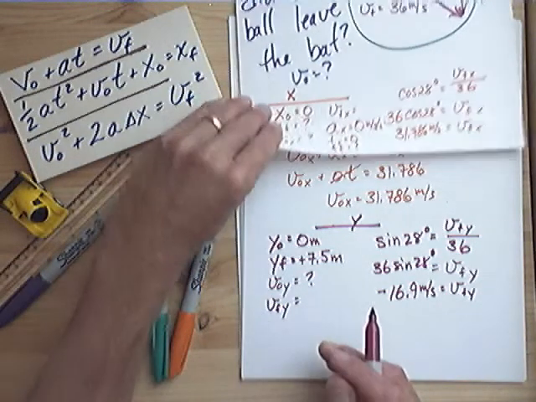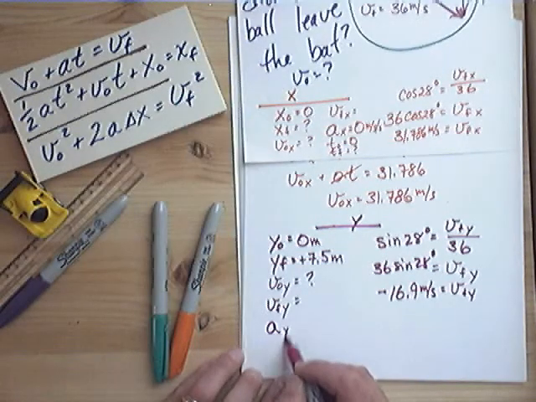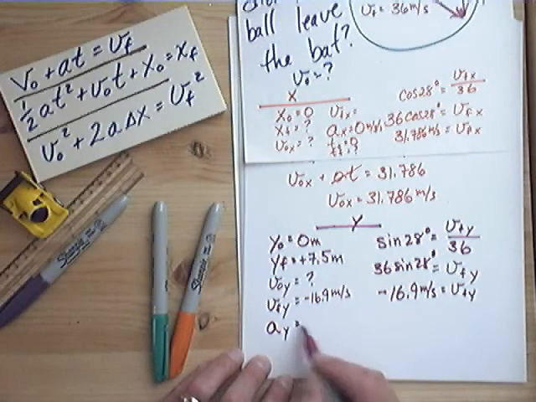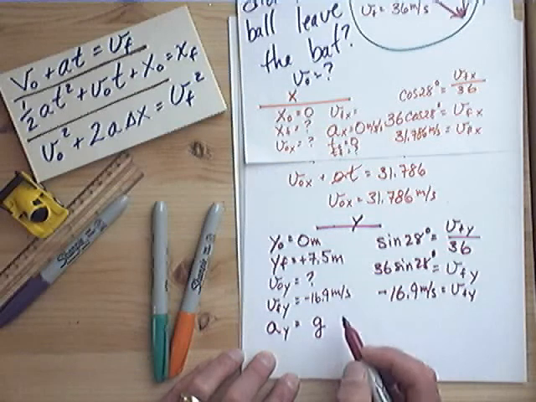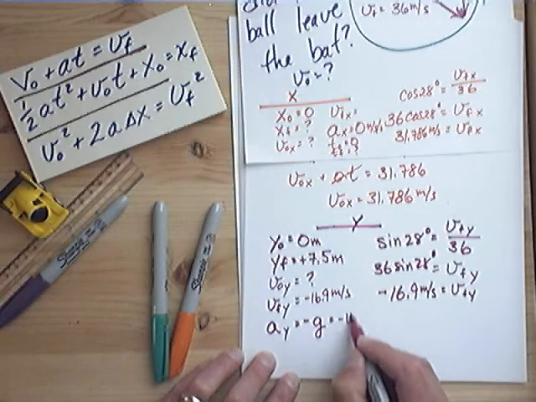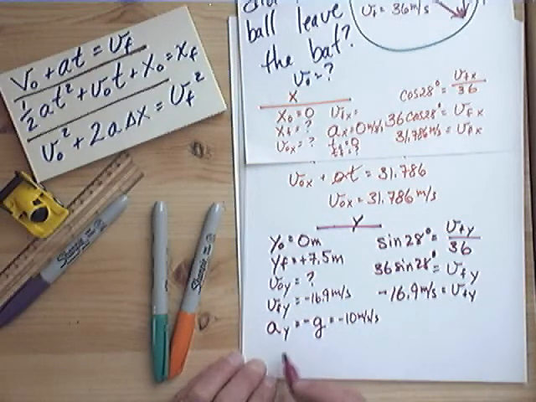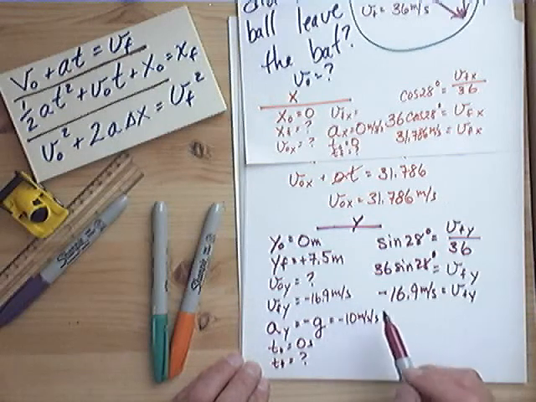Next, our acceleration in the y direction. So v final y is negative 16.9 meters per second. We're in free fall, so it's falling at g. G is pointing down, so it's in the negative direction. I'm going to round that to 10. And our time equals 0, and final equals I don't know. So we need to find out what the original velocity is.